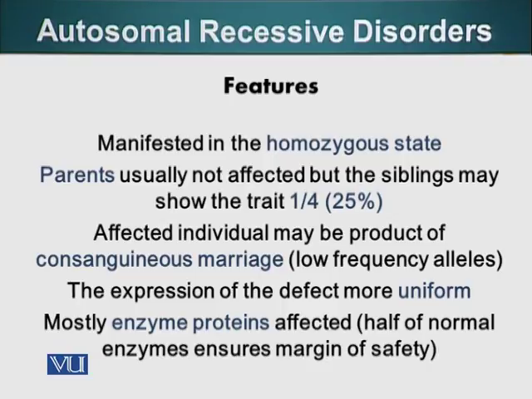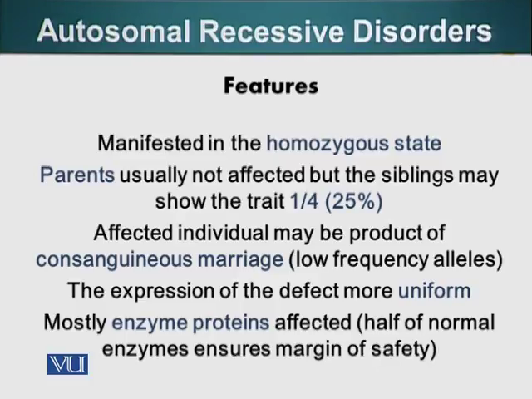Expression of the defect is more uniform. Autosomal recessive disorders don't have reduced penetrance or variable expressivity. Most of the time, autosomal recessive disorders result from mutation or change in genes coding for enzyme proteins. The reason is we have two copies of the gene, a paternal copy and a maternal copy. So if one of those copies is a mutated or defective allele, it is okay because the normal copy will compensate for the defective copy.